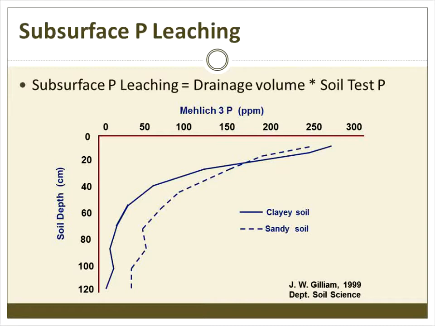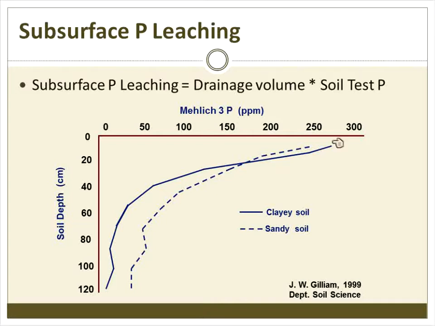So we calculate the drainage volumes. You've seen how you do this using DrainMod. We also do it using curve number, and we multiply it again by the soil test P. And again, we use those same relations that I showed you earlier between runoff losses of phosphorus versus soil texture. This is just a graph to show you how much phosphorus actually can be lost in different kinds of soil systems.